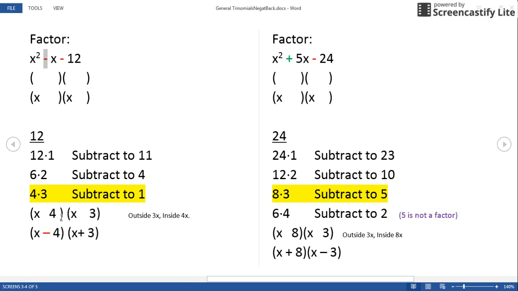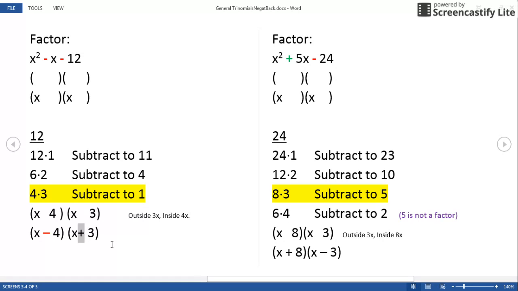To control the sign, I can change the sign of the 4. I cannot change the sign of the x. So let's make the 4 match the sign that was in the problem. Let's make the 4 negative. If the 4 is negative and they have to be different to get the negative back at the back, then that means the 3 has to be positive.